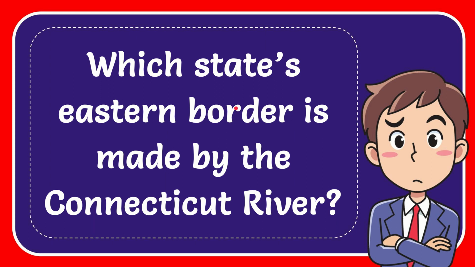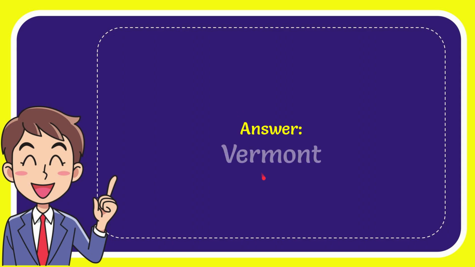In this video, I'm going to give you the answer for this question. The question is, which state's eastern border is made by the Connecticut River? Now, I'll give you the answer for this question, and the answer for the question is Vermont. What is the answer for the question?